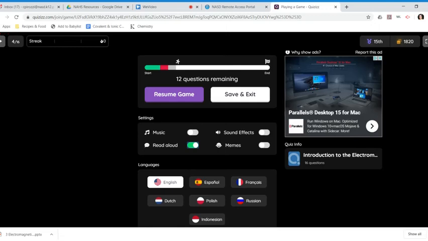If you have trouble focusing when you're doing something like this, you might want to turn off the music, the sound effects, the memes, and turn on read aloud to help guide you across the page and through the answer choices. Make sure you read all 4 answer choices. If you do the read aloud, it'll do that for you.